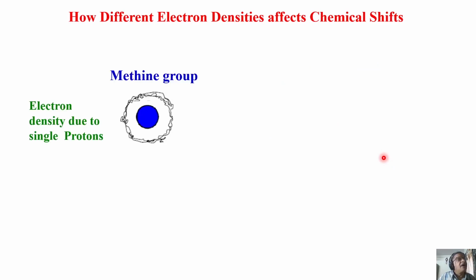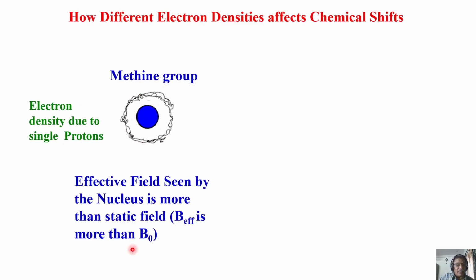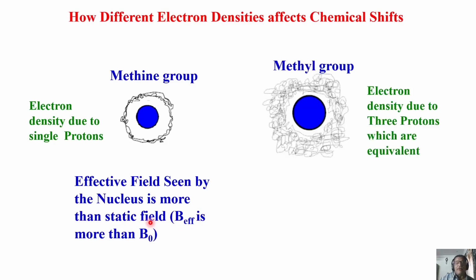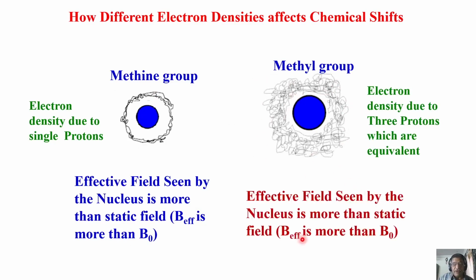Now we will understand how different electron densities affect chemical shifts. Consider a methine group. We have only a single proton, so the charge distribution corresponds to only one proton. The effective field seen by the nucleus is more than the static field. B effective is more than B naught. Now, go to the methyl group. There are three protons, and the charge density is different from the CH proton. It is due to three protons now. The effective field seen by the nucleus is more than B naught here also.